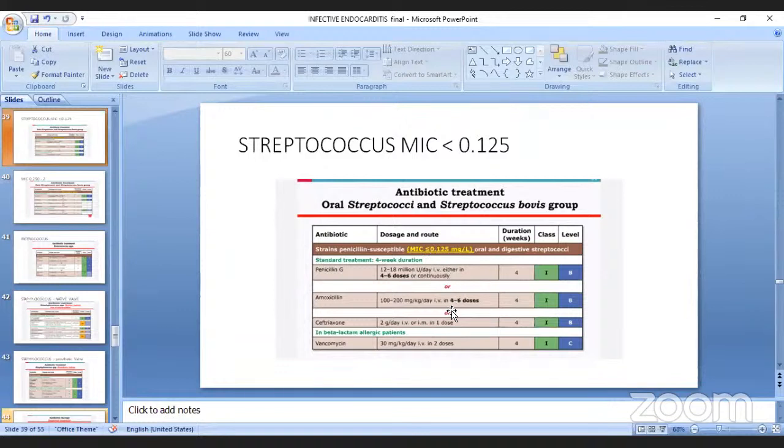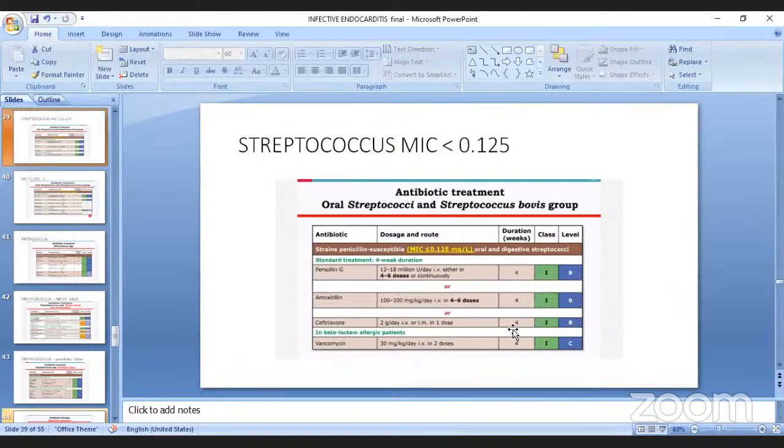Now, always remember, for the streptococci group of organisms, monotherapy of penicillin is the drug of choice. If you remember this, everything is done. Either give monotherapy of 12 to 18 million units per day divided in 4 to 6 doses for 4 weeks, or, if penicillin is not available in some rural areas, start the patient on amoxicillin 100 to 200 milligram per kg per day in 4 to 6 doses for 4 weeks. If amoxicillin is also not available, give ceftriaxone 2 gram per day in one dose for 4 weeks.